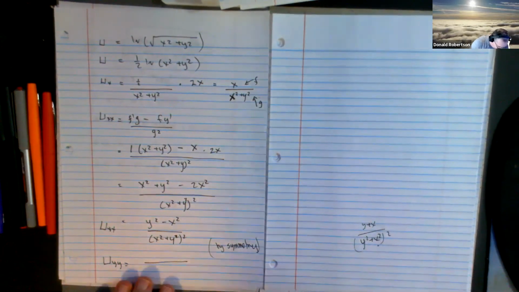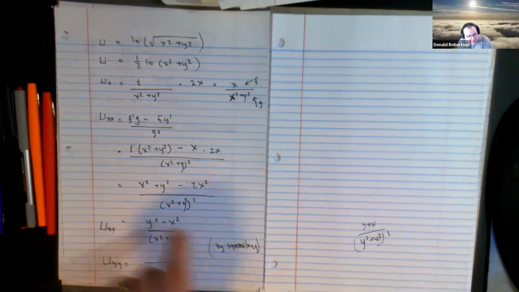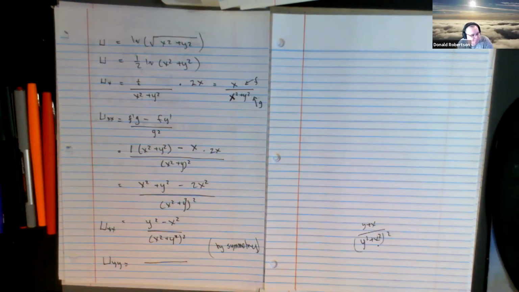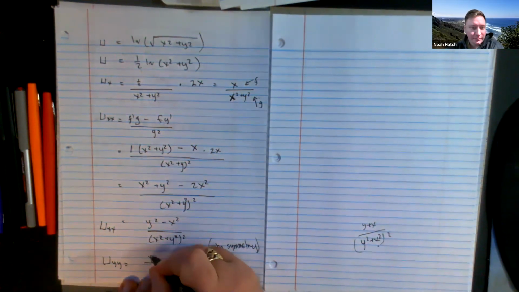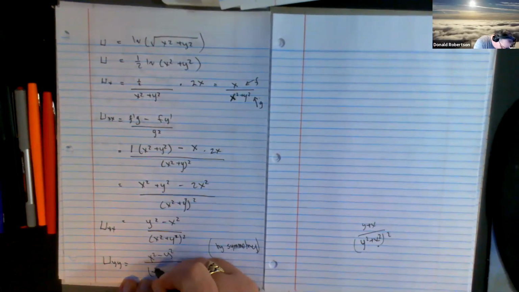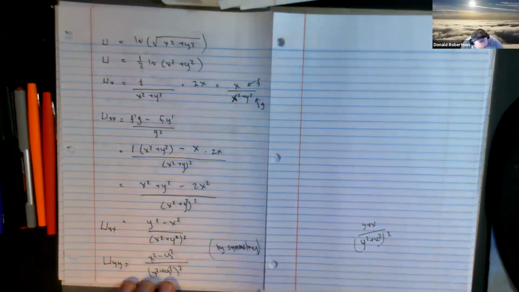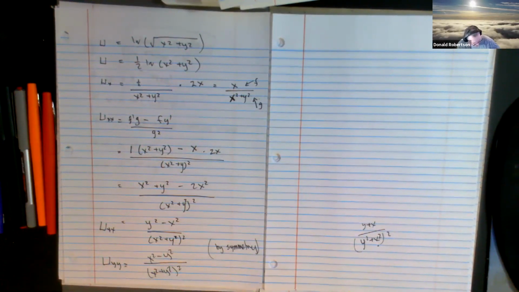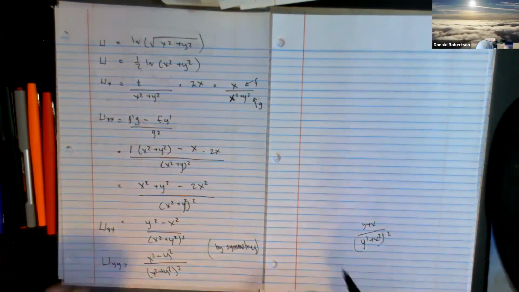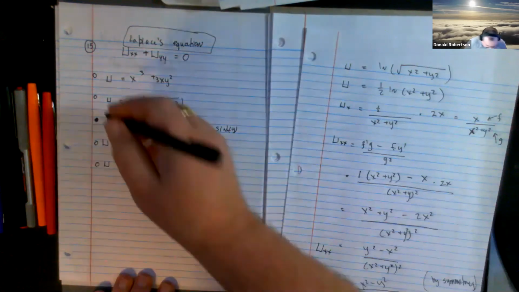Right. By symmetry then, what's this guy's second derivative going to be? It would just be x squared minus y squared over the same denominator. If you take this guy and you add it to that guy, would you agree you get 0? Right? And since you do get 0, that means he gets picked as well.